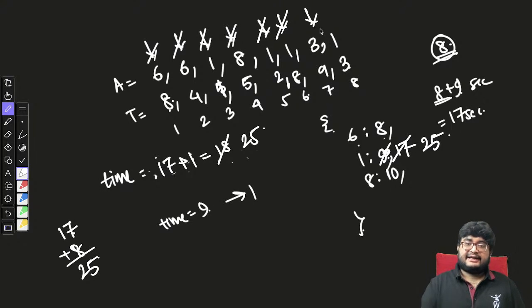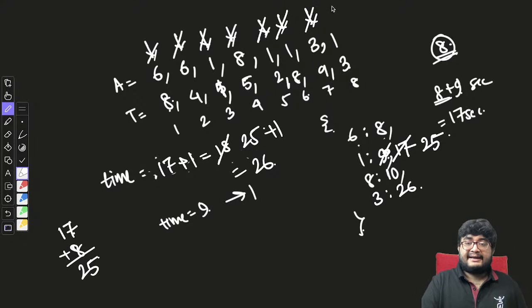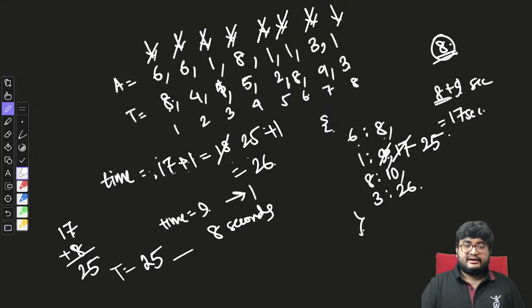3. Did we pick up 3 yet? No. So we'll just take 1 unit of time. 26, and 3 is picked up at time equals to 26. Next we go to 1 again. Now, last time we picked up at time equals to 25. Now, we will need 8 seconds more after 25 seconds to be able to pick up 1 again. What is the current time? Current time is 27. 26 plus 1, 27.